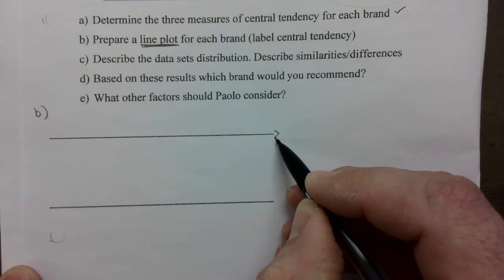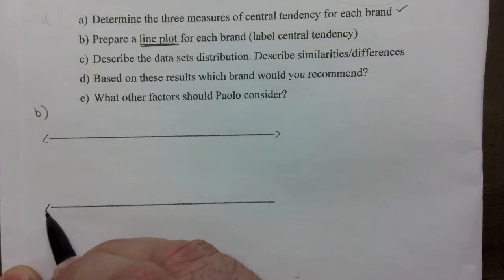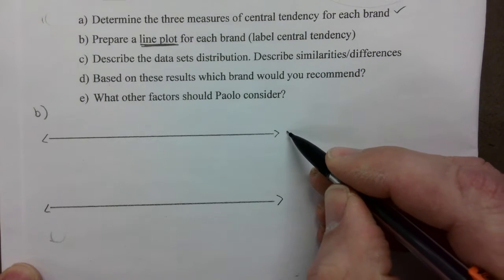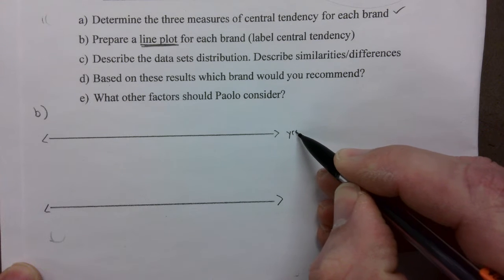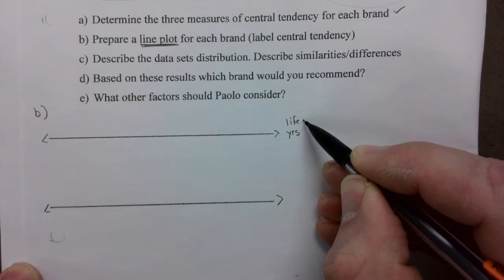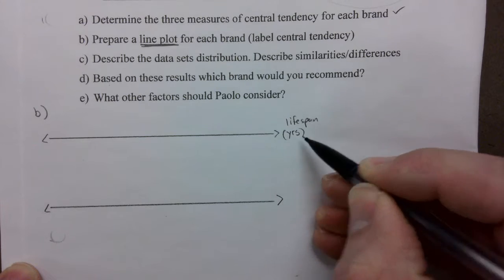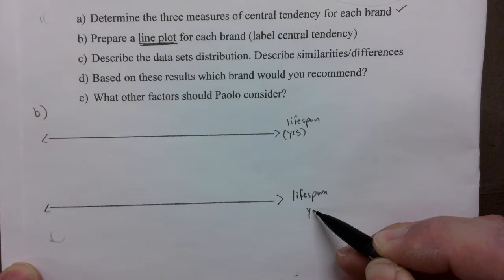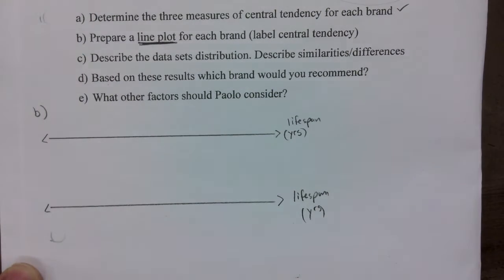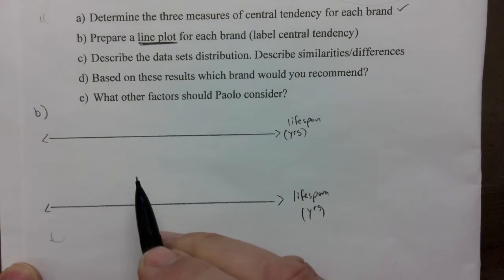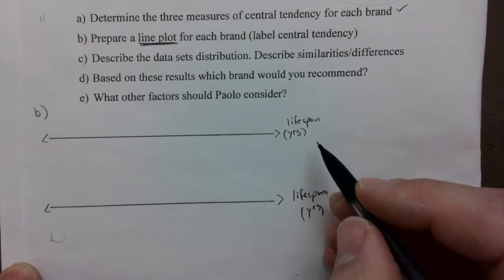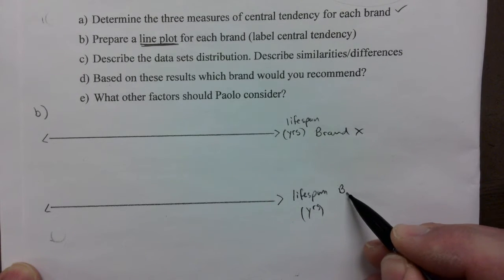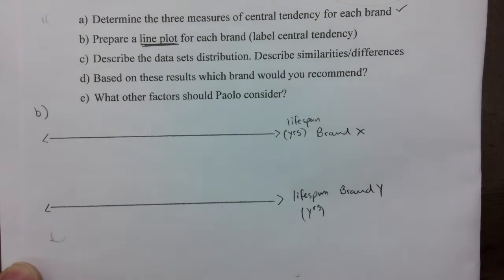And so this technically continues both ways, right? So we kind of just say that's what it is. And so we will say that this number line represents the lifespan in years. And we're going to call this, maybe we will just go here, brand X. And here we'll go brand Y.